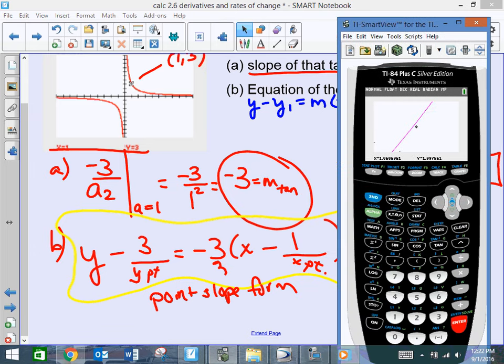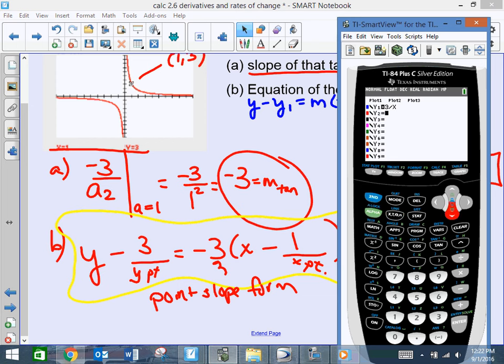Okay, so here we go. Go back to standard window. We're putting in 3 over x, that's my hyperbola. And I'm also going to put in this tangent line.